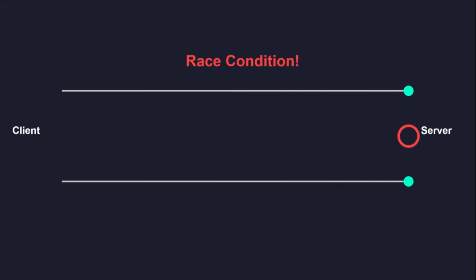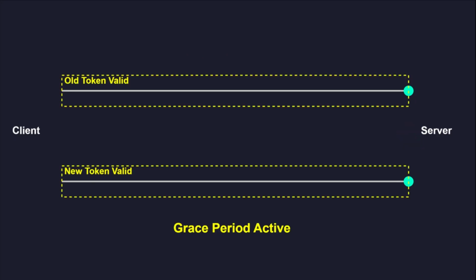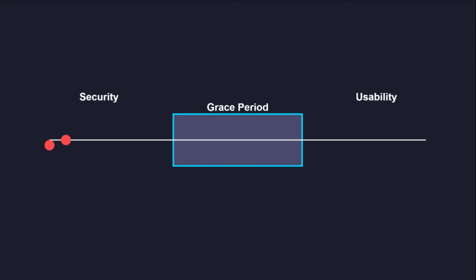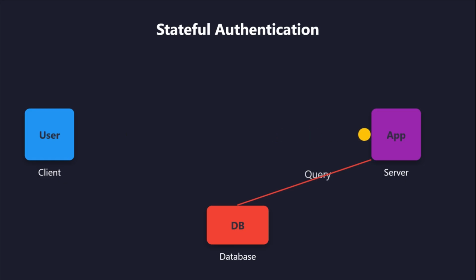Race conditions occur when multiple requests trigger simultaneous refreshes. The server must handle these gracefully, perhaps by allowing a very brief grace period where the old refresh token remains valid. A grace period of a few seconds prevents network lag or concurrent browser tabs from triggering the reuse detection logic incorrectly. This balances security needs with the realities of unstable network connections.